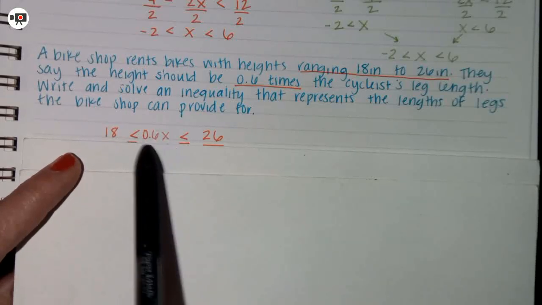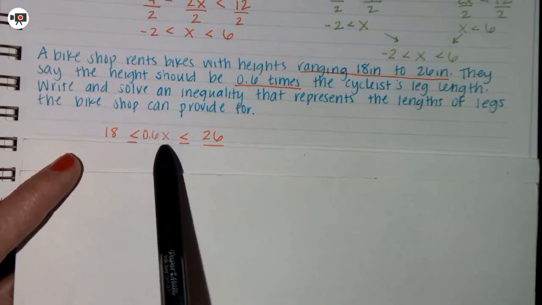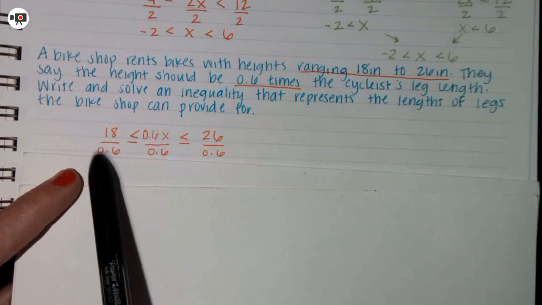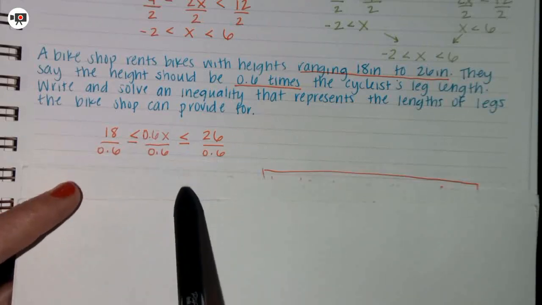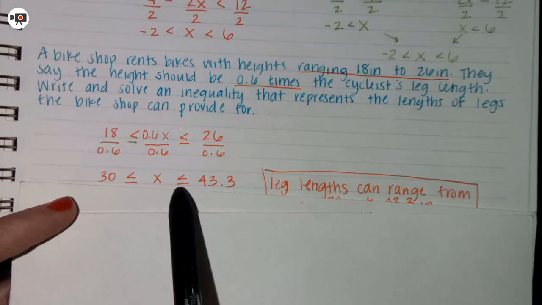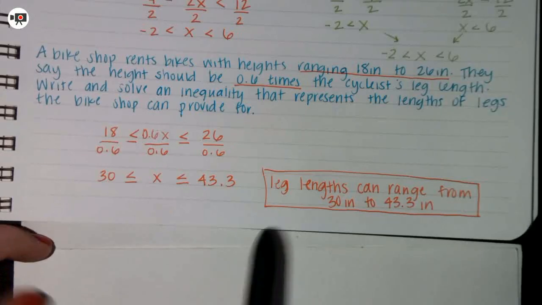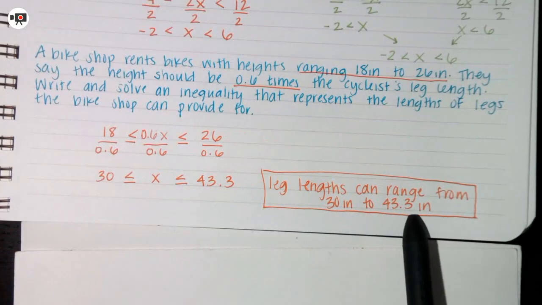Well, the height of the bike, 0.6x, represents the height of the bike compared to their leg length. So x is leg length. To get x by itself, we divide each by 0.6, and we would get 30 is less than or equal to x, which is less than or equal to 43.3. So the leg lengths can range from 30 inches to 43.3.